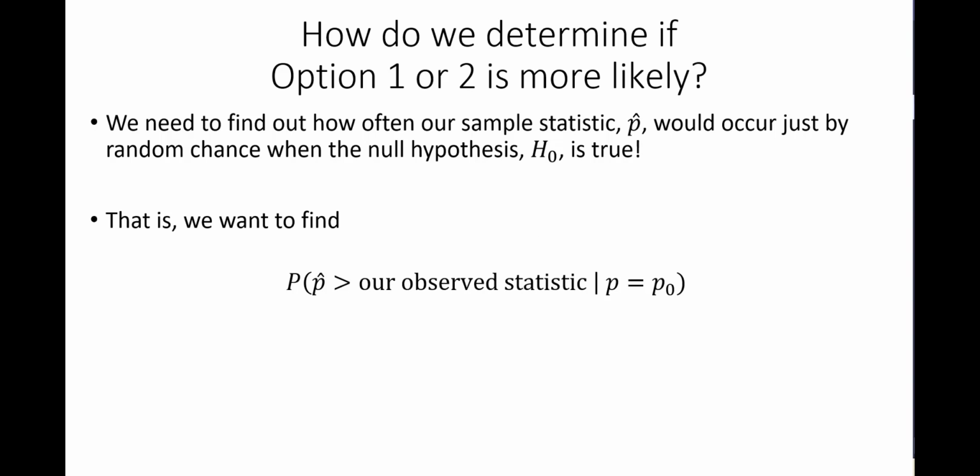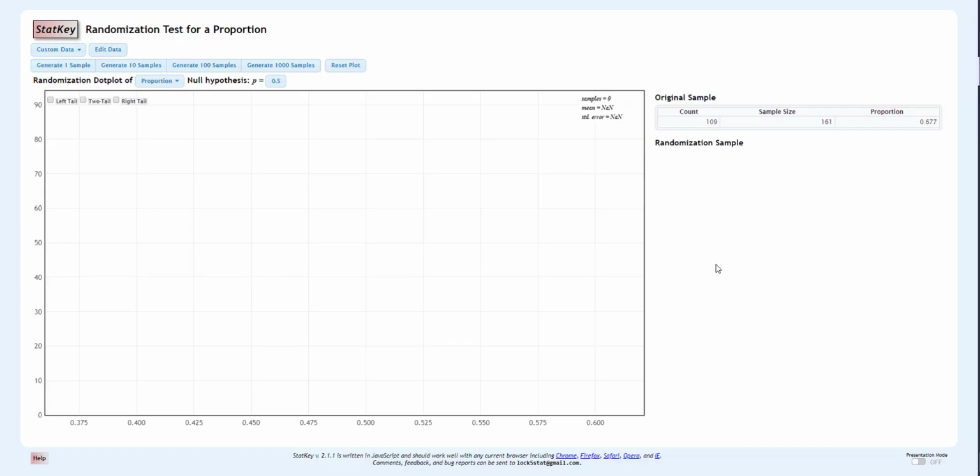So the first thing we can do then is simulate it, kind of like what we did for our sampling distribution. If we essentially flip a coin 161 times, what are the chances we would happen to get 109 or more of them to be heads? What are the chances we would win 67.7% of the games played just due to random chance?